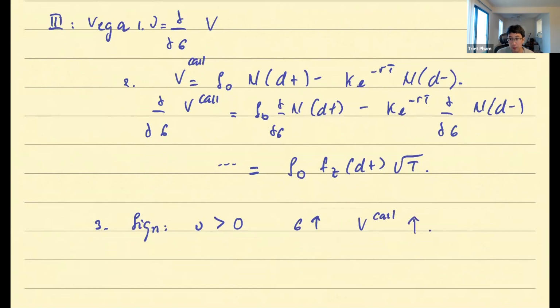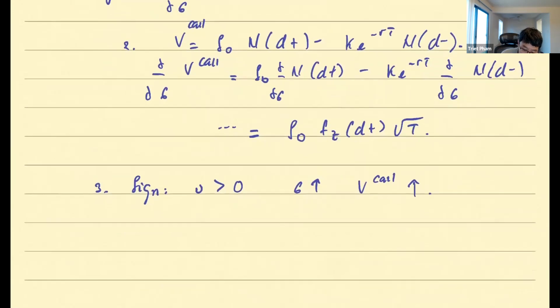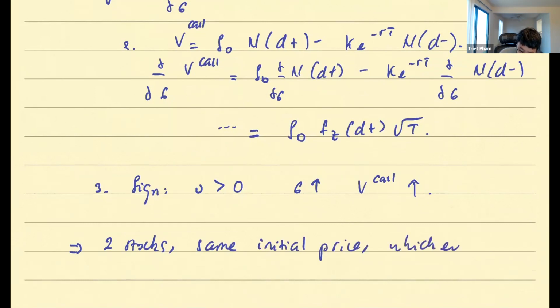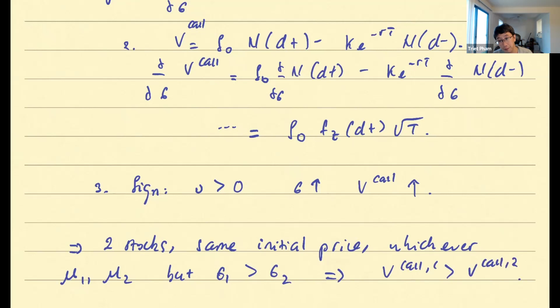And so this really is the point of what we said last time. If we have two stocks with the same initial price, whatever their percentage returns are, we don't care how they're related. But suppose the volatility of the first one is higher than the volatility of the second one. Then automatically the call option price of the first one will be bigger than the call option price of the second one. Just like that.